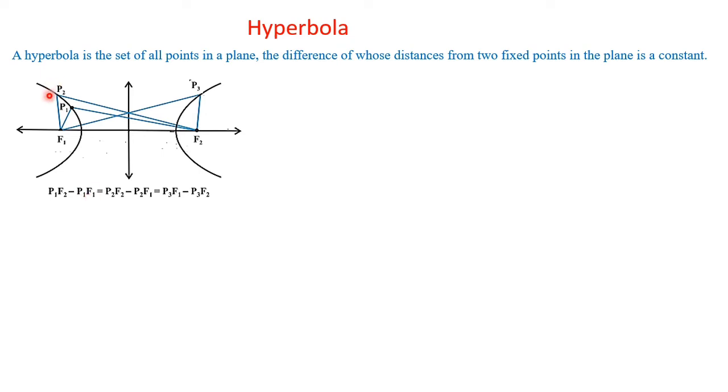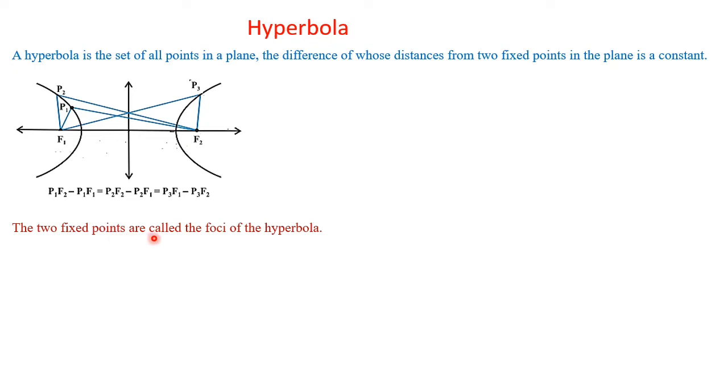And again, if you take another point p2, then p2 f2 minus p2 f1 is also a constant, and that will be equal to the first one. And again, if you take another point p3, then p3 f1 minus p3 f2, that distance will also be the same. So the property is that p1 f2 minus p1 f1 equals p2 f2 minus p2 f1 equals p3 f1 minus p3 f2. If this property is satisfied, then that collection of points we call a hyperbola.